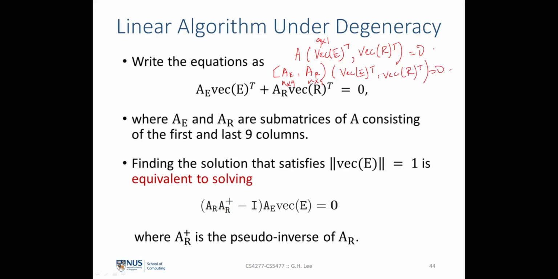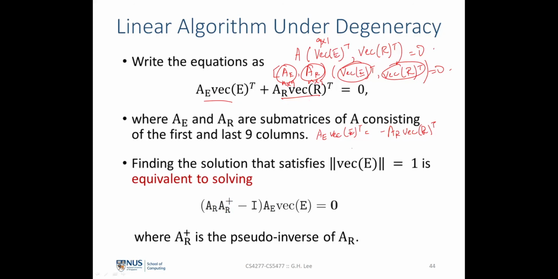So we can rewrite this into a summation of AE multiplied by the vector of E and AR multiplied by the vector of R. This would still be equal to 0. Now we can rearrange this equation. We can rewrite it into AE times the vector of E equals minus AR times the vector of R, simply by moving this term over onto the right side of the equation.